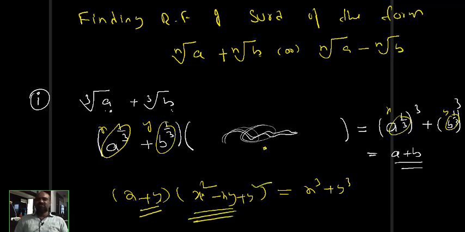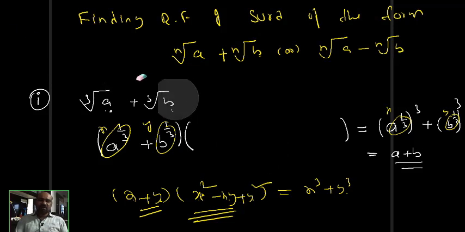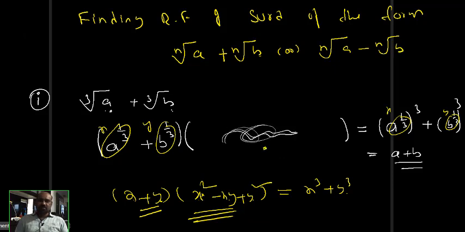If x + y is a third, and x³ + y³ is a rational number. So if x + y is multiplied with x² − xy + y², then we will get x³ + y³. x³ is rational, y³ is rational, the sum is a rational number. What can I say here? What should multiply? Here x means a^(1/3). (a^(1/3))² − xy, meaning a^(1/3) into b^(1/3), plus (b^(1/3))². I can say this is my required RF.